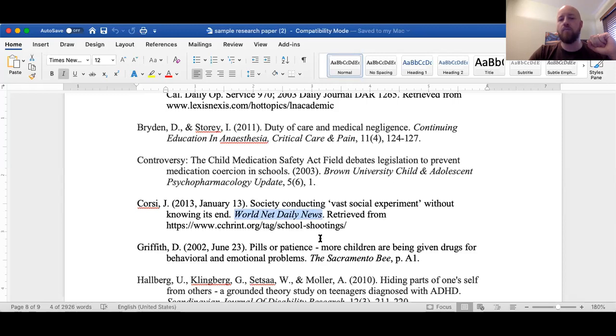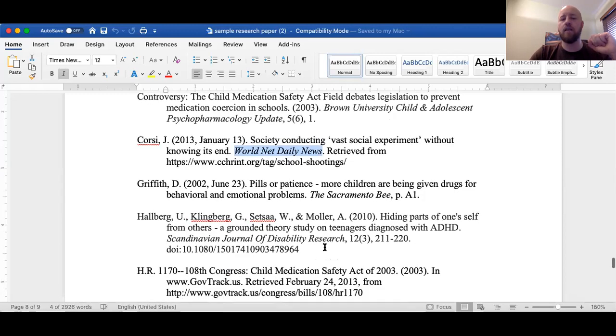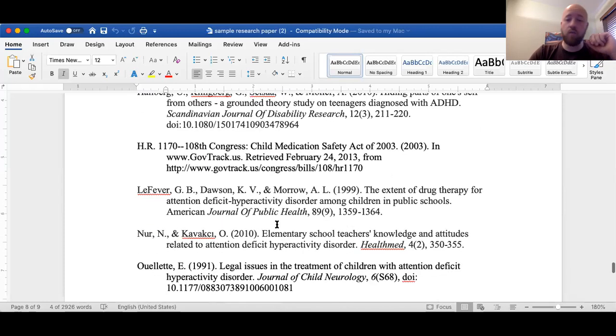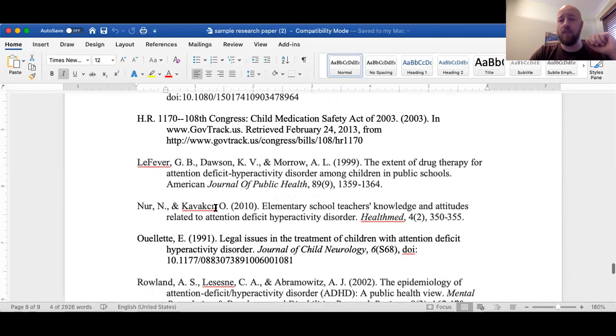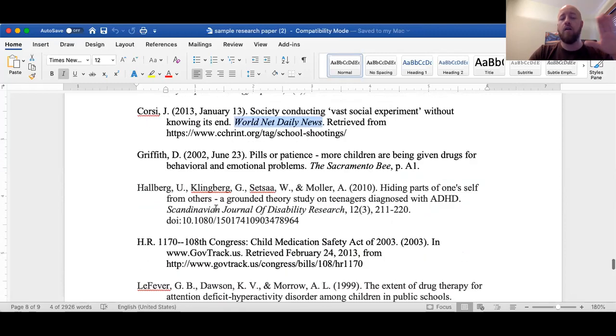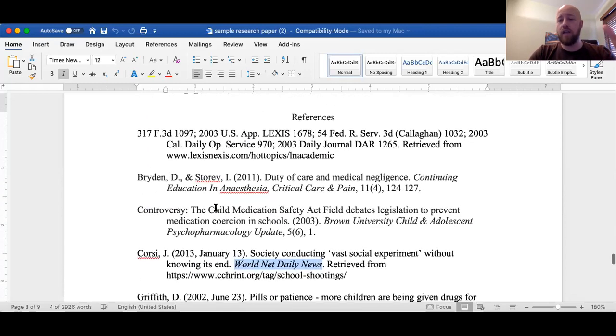The journal is italicized, things like that. So this is what I'm looking for. I'm looking for 18 of these. Now, in a general reference section for APA, they are alphabetical. You can give it to me that way. You can give me your 18 sources alphabetically.